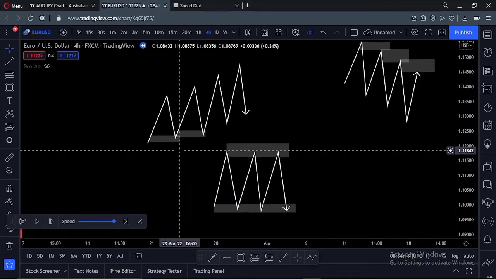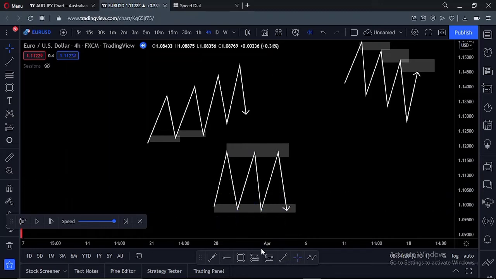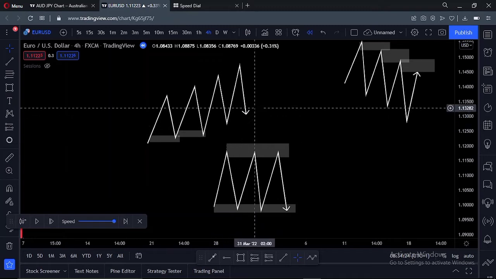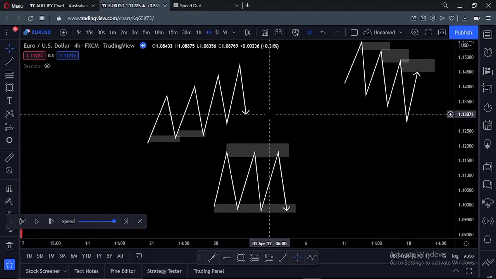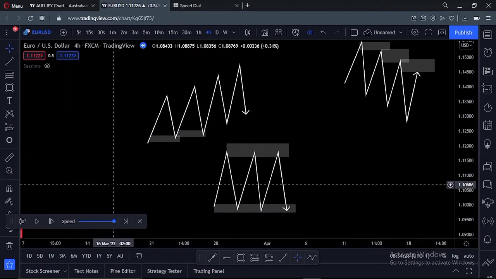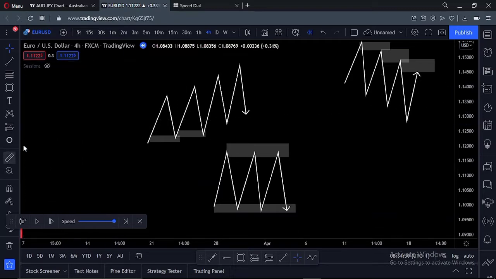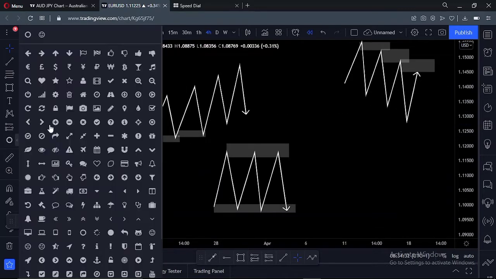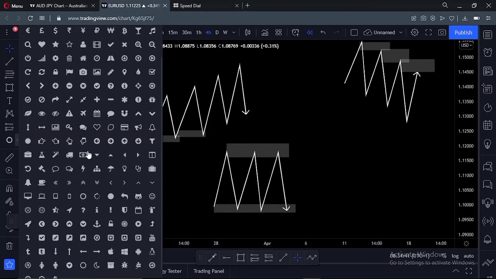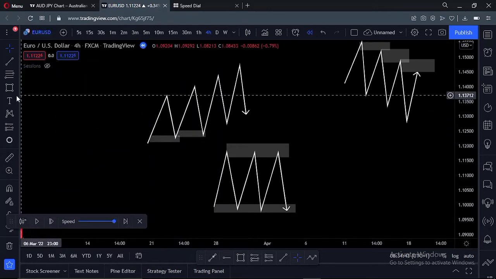Now, structural breaks. We have one, body to body break of structure. We have wick to body break and we have body to wick break. Do I need to write that down? You guys can actually understand what I'm trying to say. Where is this text thing? Okay.